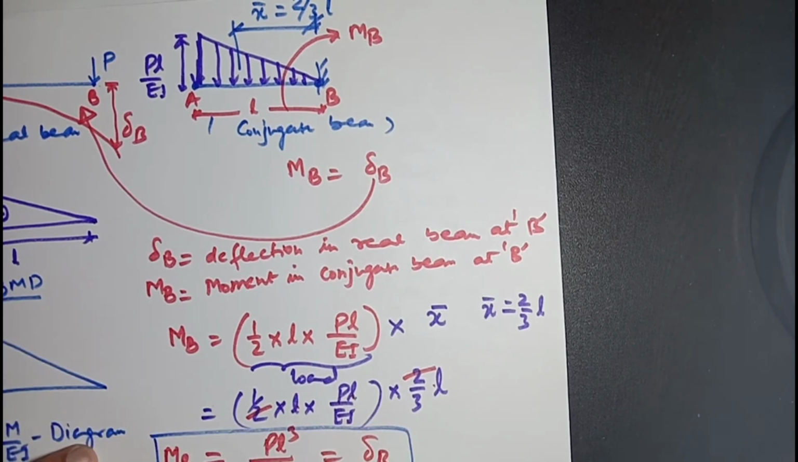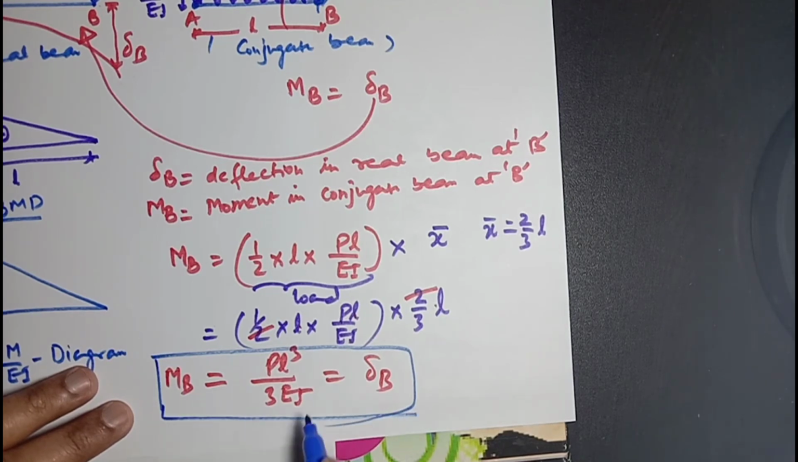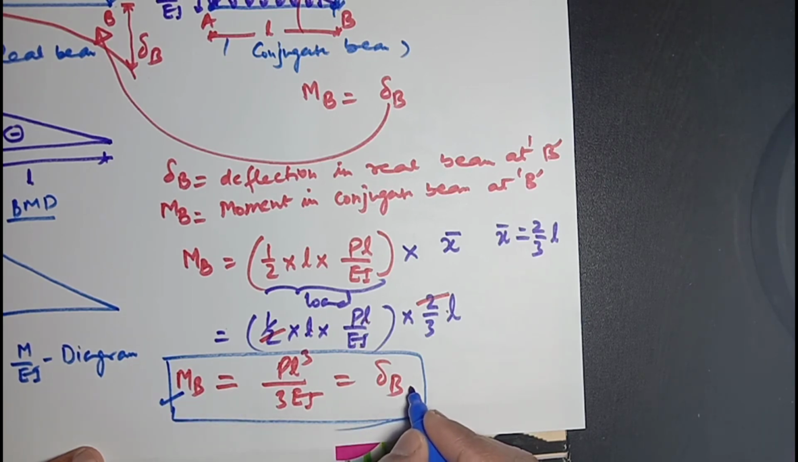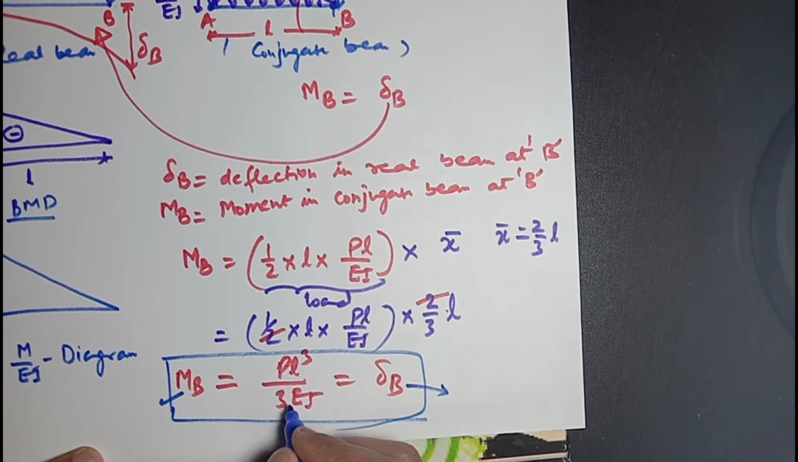Hence the moment at point B in the conjugate beam gives the deflection at B in the real beam, which is equal to PL cube divided by 3EI. The same we have calculated through the conjugate beam method. You can see in our 4 methods: unit load method, moment area method, strain energy method, and lastly the conjugate beam method, we have found the deflection at the tip of this cantilever beam is PL cube divided by 3EI.